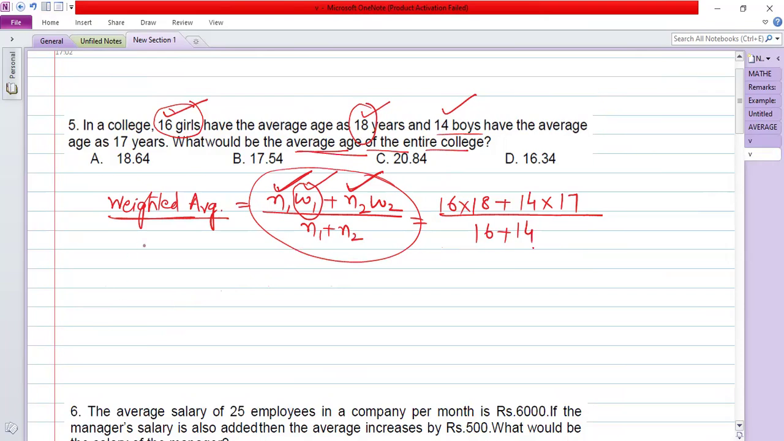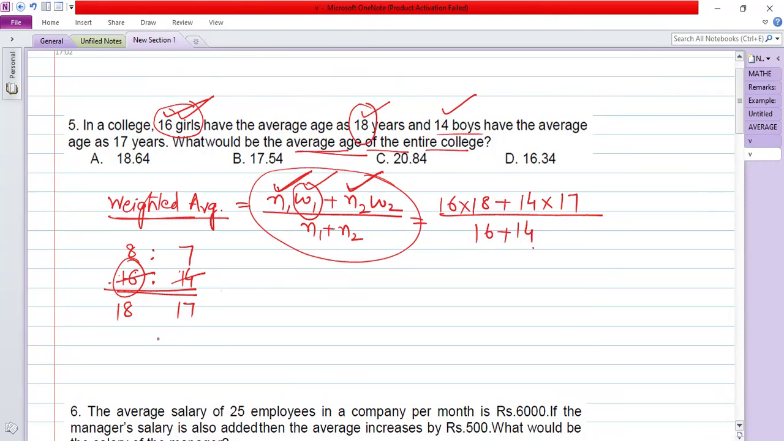Now, there is a shortcut also. First, we will write our number 16 and then 14, meaning 16 girls and 14 boys. The 16 girls, their average is 18, and the 14 boys, their average is 17. So this is just like a ratio between the number of girls and the number of boys. And further, we can cut down this ratio. Here I can write 8 and here I can write 7, 8 ratio 7, just to ease our calculations.